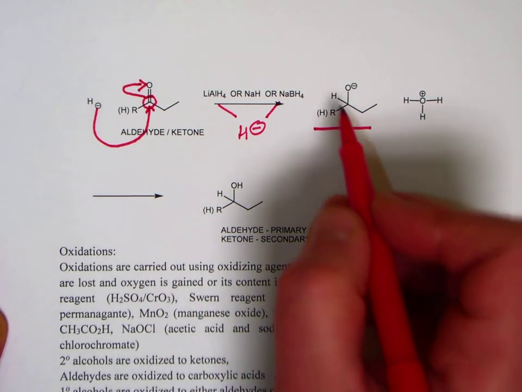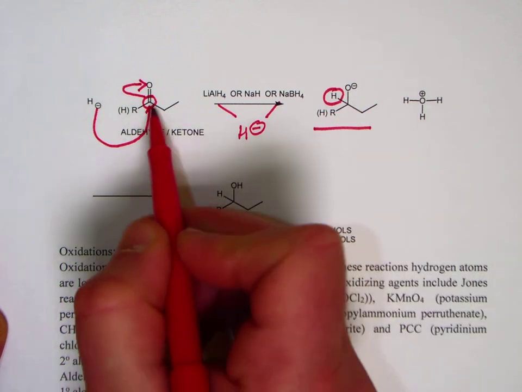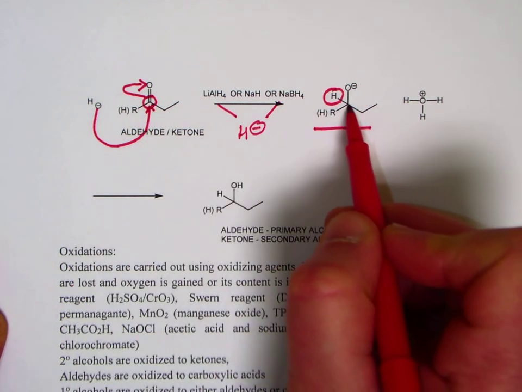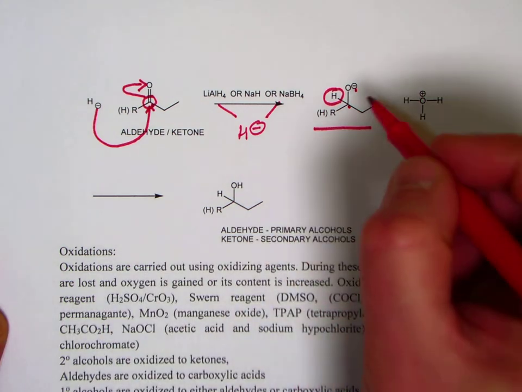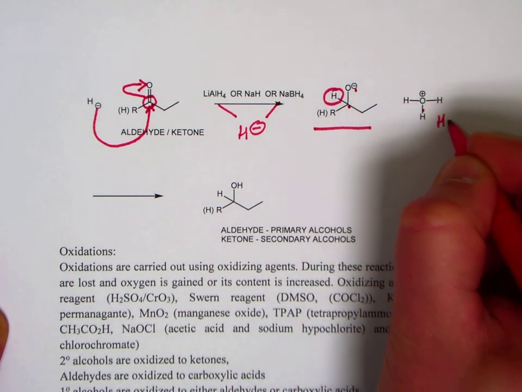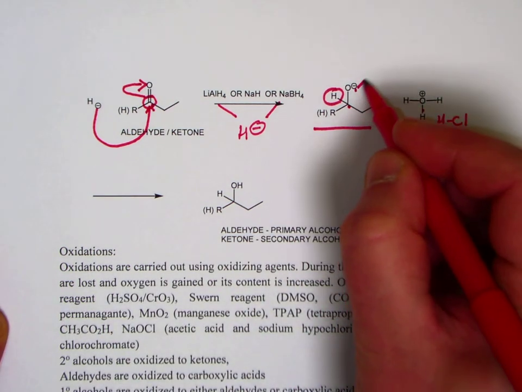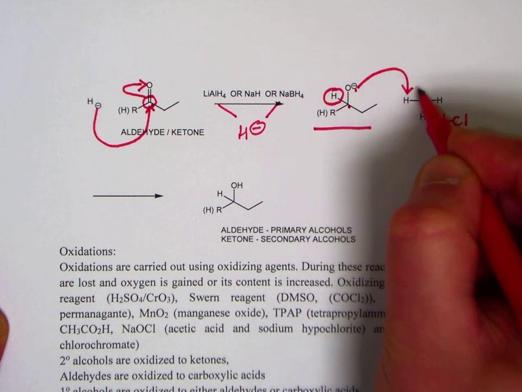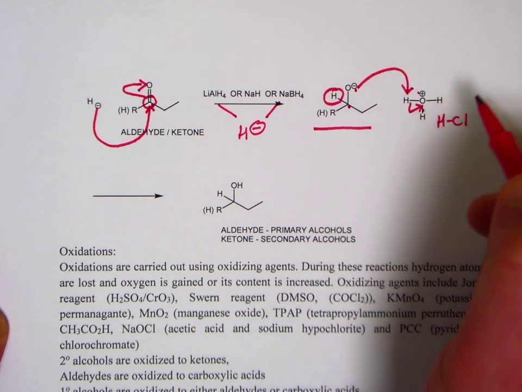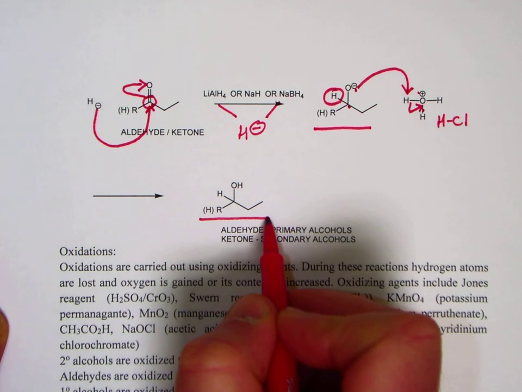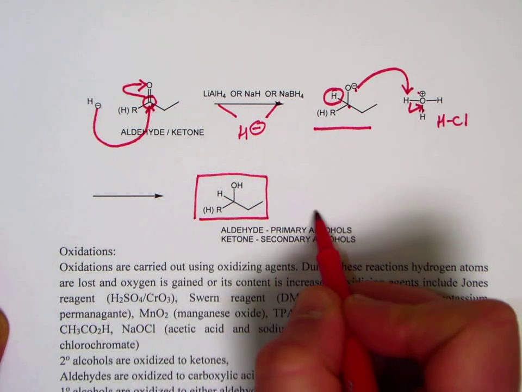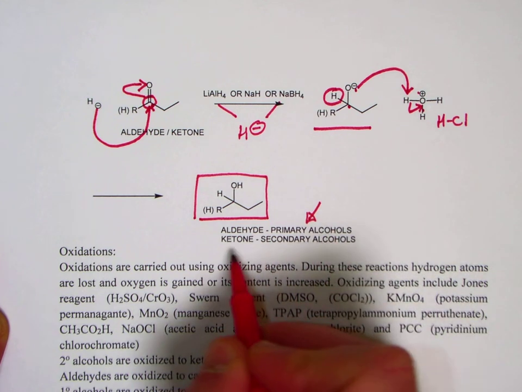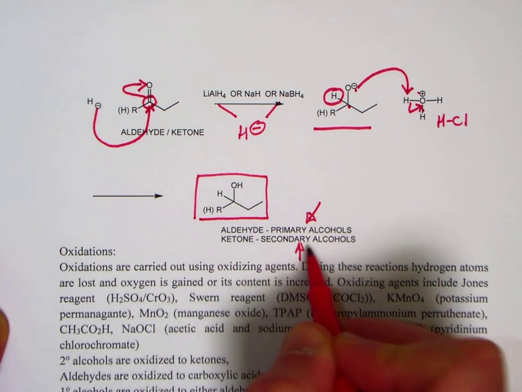Okay, all the groups are the same. We've just added the hydrogen and converted our sp2 center to now an sp3 center. We got our alkoxide with a negative charge. Then we add our acid, generally HCl, about 3 molar. The negative charge comes in, picks up the proton from the acid, in this case our hydronium ion, and so we produce our alcohol. As we can see, aldehydes are reduced to primary alcohols, ketones are reduced to secondary alcohols.